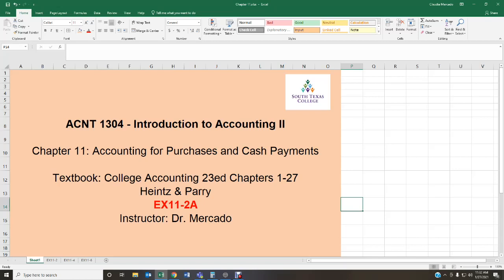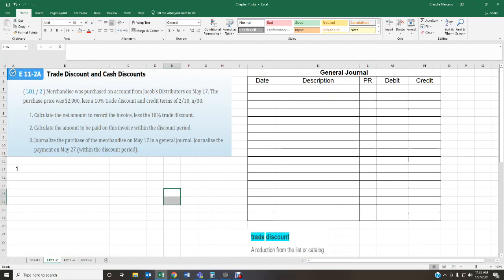Okay. So the first exercise that we are going to be covering today is exercise 11-2A. So exercise 11-2A deals with trade discounts and cash discounts. So the problem reads: merchandise was purchased on account from Jacob's distributors on May the 17th. The purchase price was $2,000 less a 10% trade discount and credit terms 2/10, net 30.